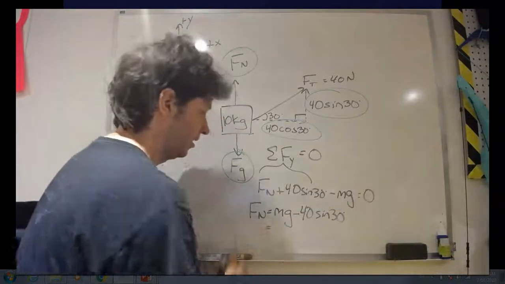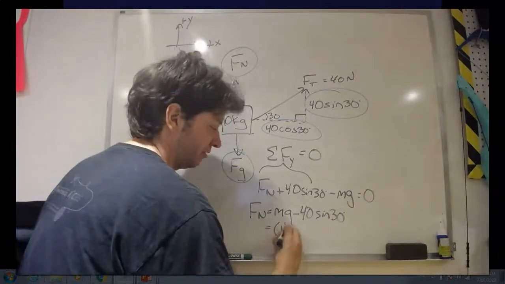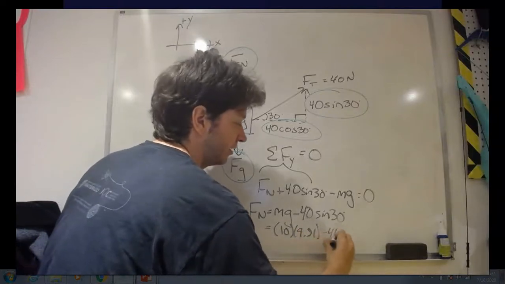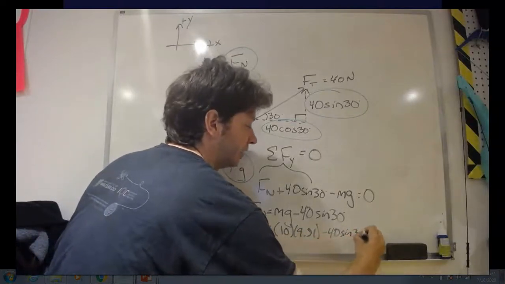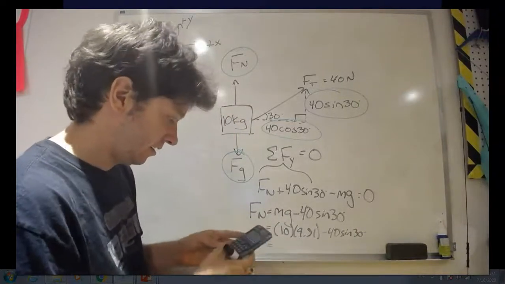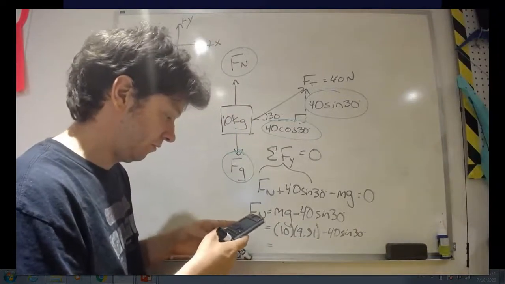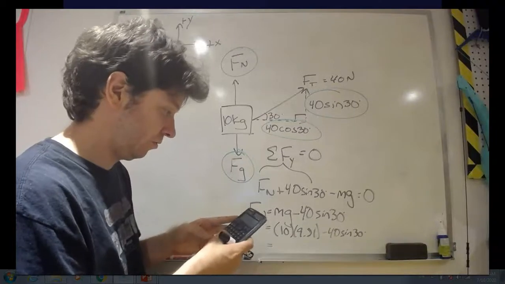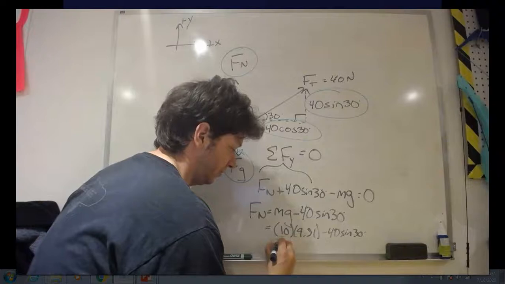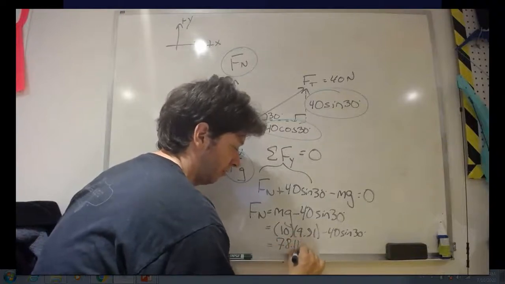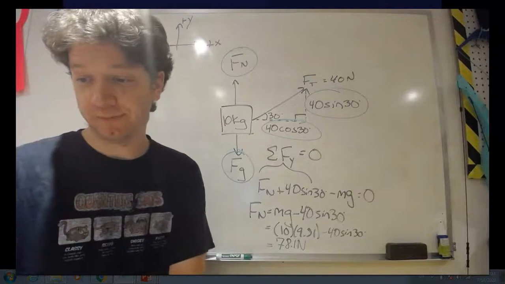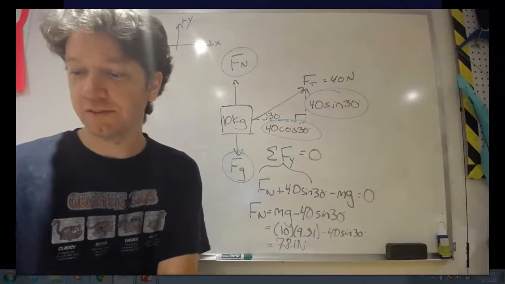Now the mass is 10 kilograms, so we'll have 10 times 9.81 minus 40 sine 30. And this is where we can get our calculators out. Minus 40 times the sine of 30. 78.1 newtons. Okay, so that's question 1. And that's probably similar to a question you've done in grade 11.